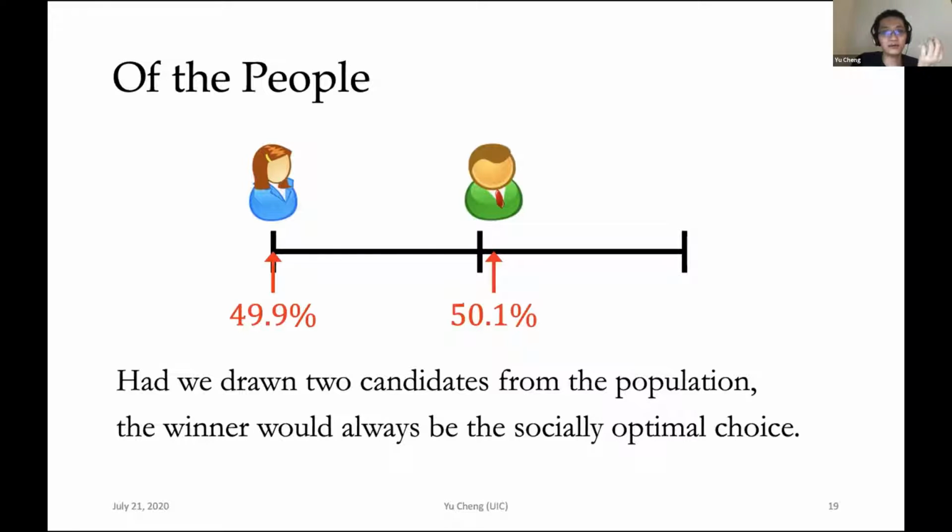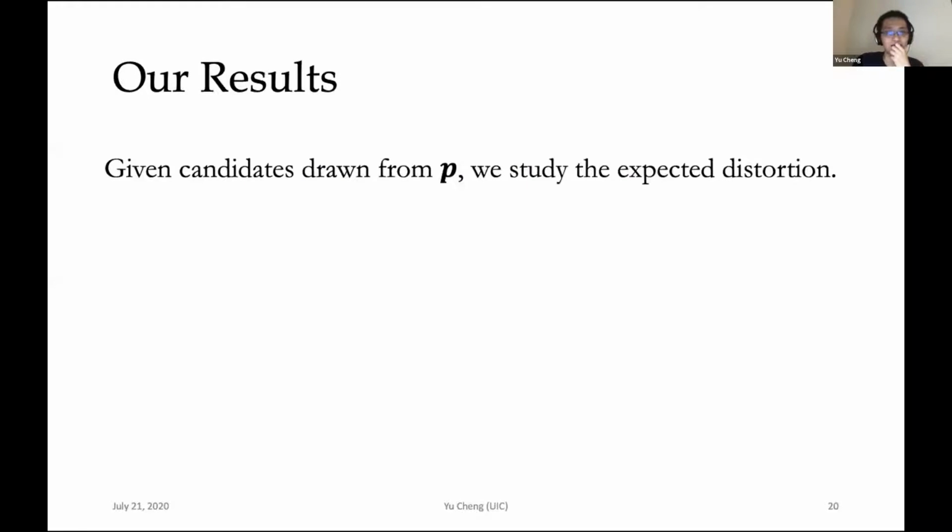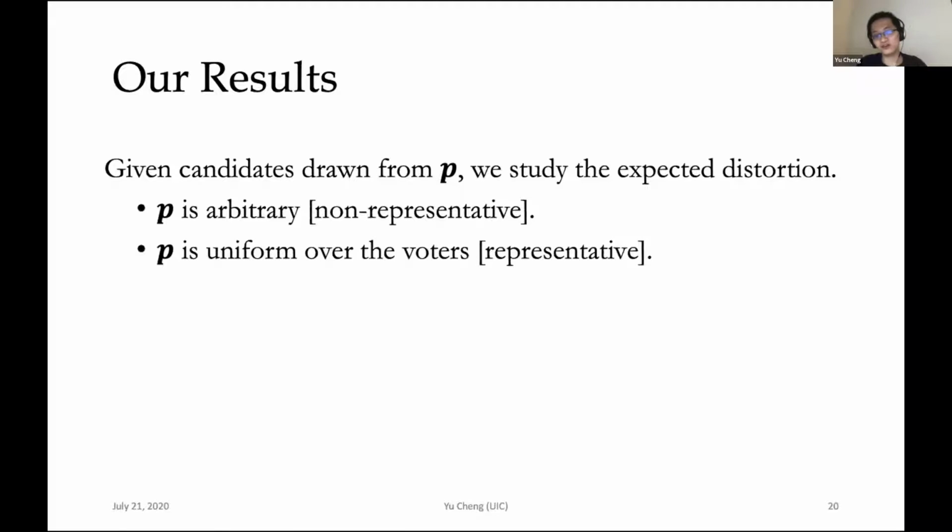Now the question is, does this phenomenon hold more generally for all possible instances, or not? Okay, and the answer is yes. In particular, we're just going to use P to denote the voter distribution, and we're going to compare two cases. One is that P denotes the distribution of the candidates. Okay, one case is P is arbitrary; it could be different from the voter distribution, and the other case is P is equal to the voter distribution.